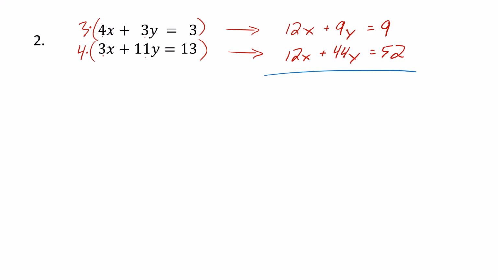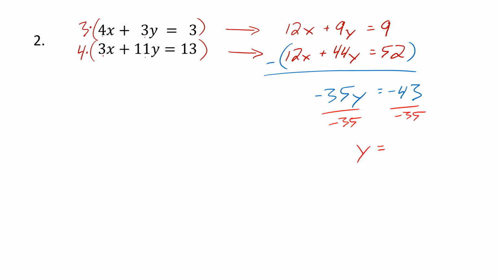So since they're both positive 12x, subtraction is the operation I need to use. 12x take away 12x, that's going to zero out like I expected. 9y take away 44y would be a negative 35y. And then 9 take away 52, that would give me a negative 43. So then the next step is essentially just to divide that negative 35 over.